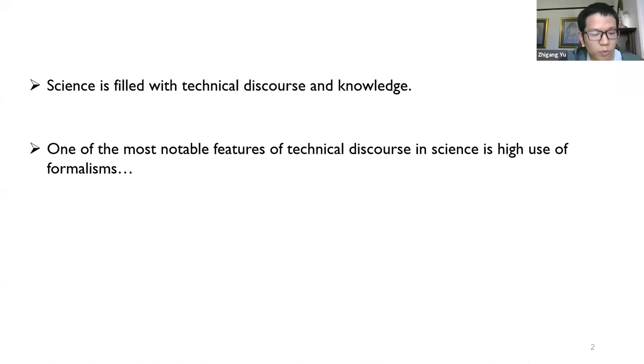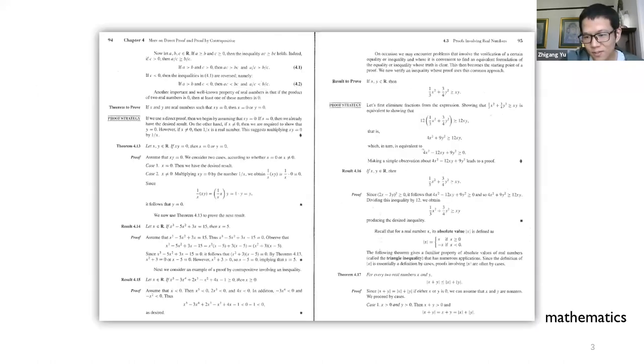As we know, science is characterized by its technicality. So we often see that science is filled with technical discourse and knowledge. But within this technical discourse, one of the most notable features is its high use of formalisms. Let me show you, for example, this is an advanced mathematics textbook. You can see that this page is filled with mathematical symbols and mathematical equations.